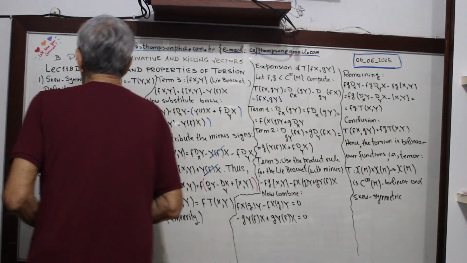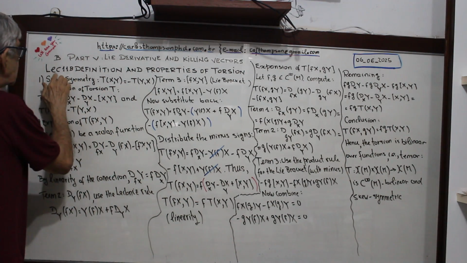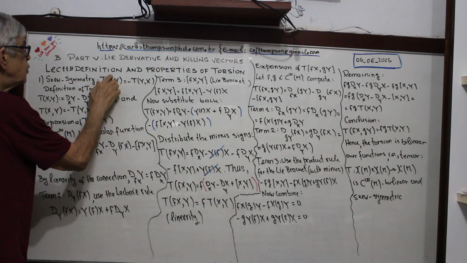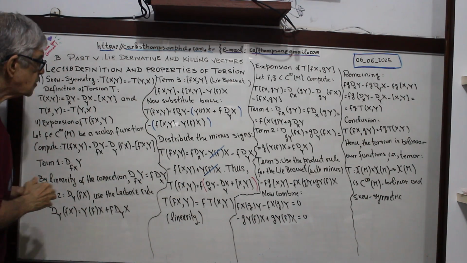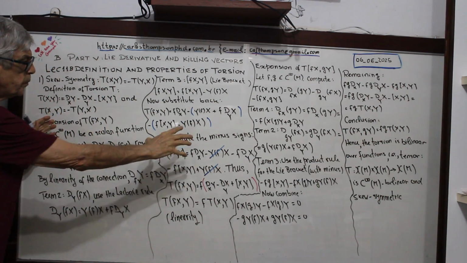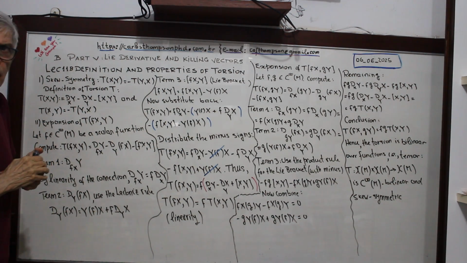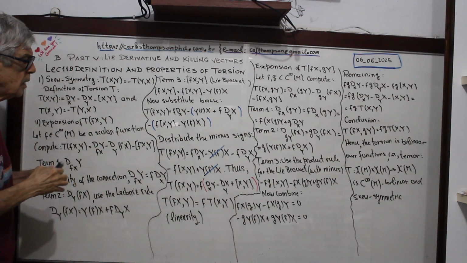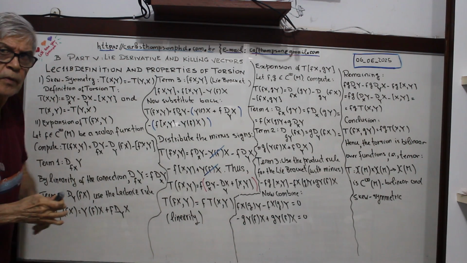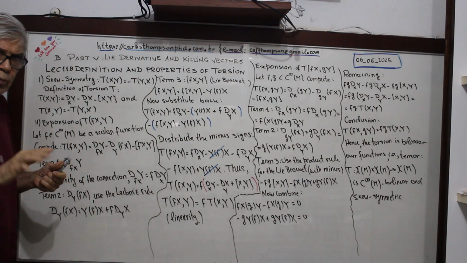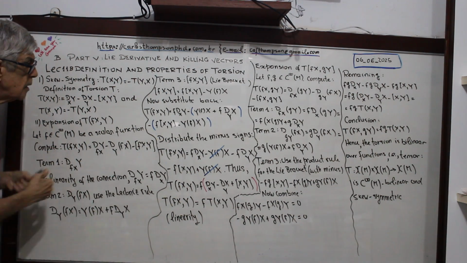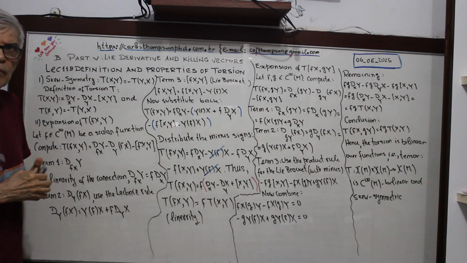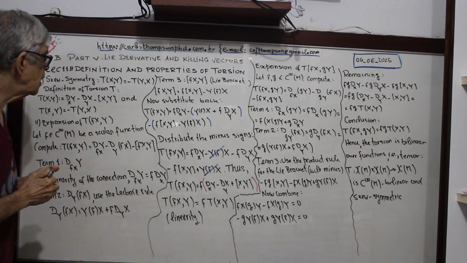Okay, let's continue. Lecture 11b, definition and properties of the torsion. You follow this derivation, it's quite easy. So just put a paper on your side and copy, because the derivation is quite simple.